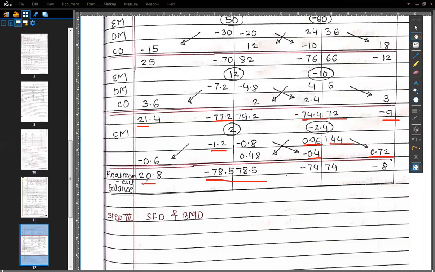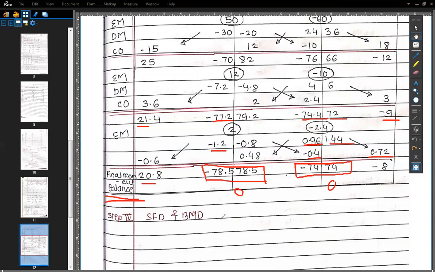Okay, so these end joints, that is A and D, this does not matter much. We are concerned with how far we have to balance these movements, once we get this equilibrium condition. So minus 78.5 plus 78.5 is 0. Again minus 74 plus 74, 0. So likewise these joints are balanced, and at this moment we are going to stop this iteration, and these are the final balanced movements.